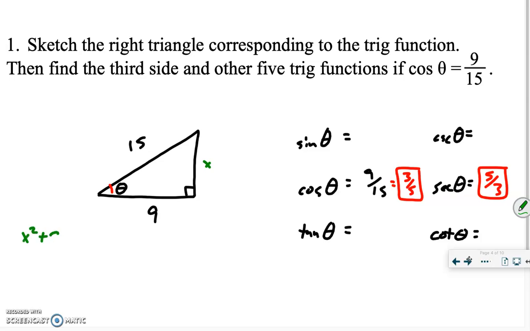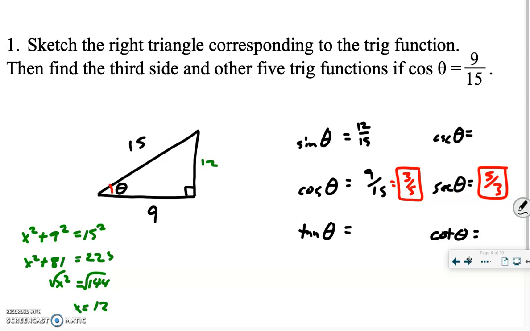We'll call this x squared plus 9 squared is equal to 15 squared. x squared plus 81 is equal to 225. So when I subtract over, we're going to get that x squared is equal to 144, square rooting both sides. We know that value cannot be negative, so we're going to stick with the fact that x is equal to 12. All right. So once we know that that opposite side is 12, we are now in business. The sine is simply going to be the opposite over the hypotenuse. We'll call that 12 over 15.